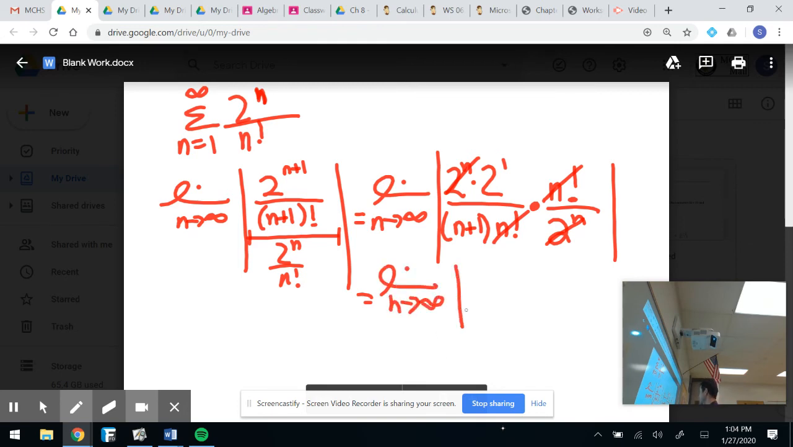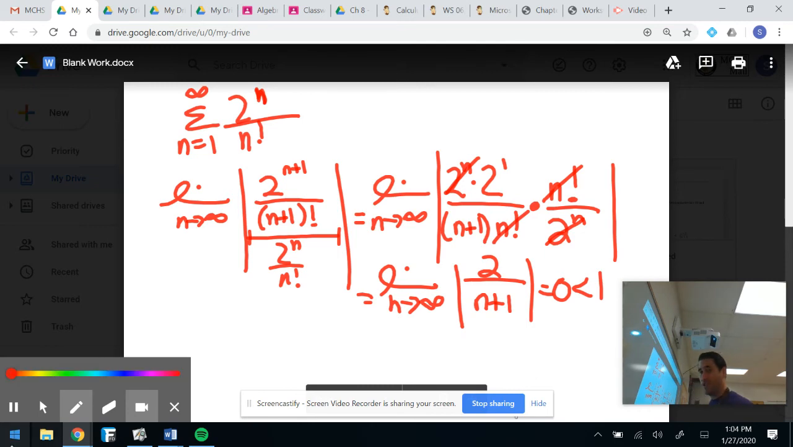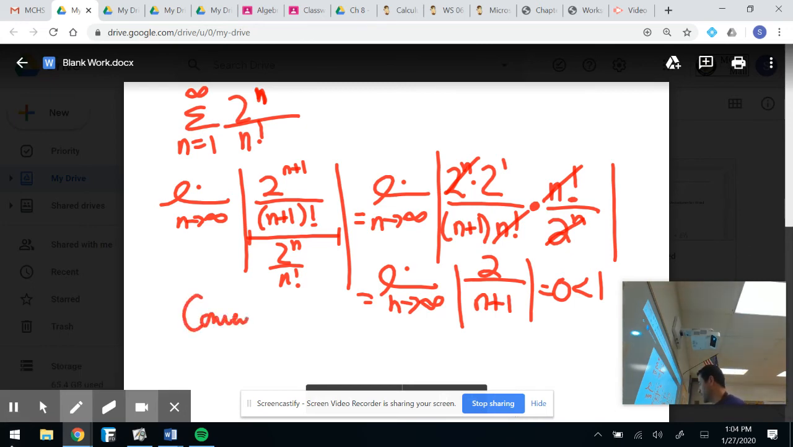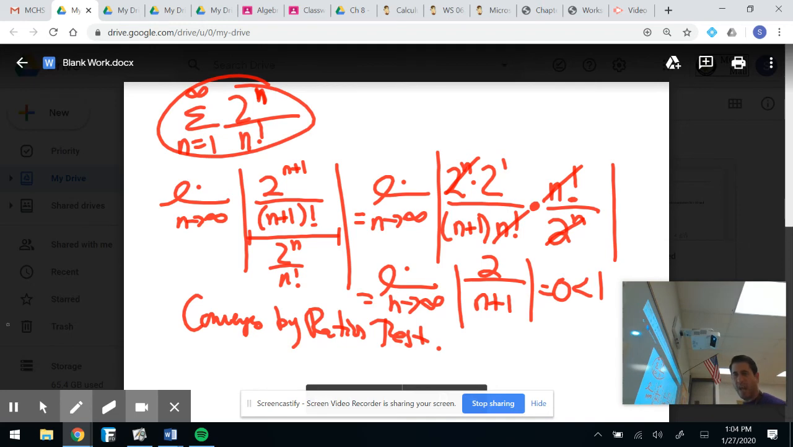So then what do I end up with? The absolute value of n over n plus 1. Well, that limit is equal to 0. 0 is less than 1. So then what does this do? Let's look at those handy dandy notes. Oh, that converges. So it means it converges by the ratio test. Okay, that's it. And then your original problem does too.